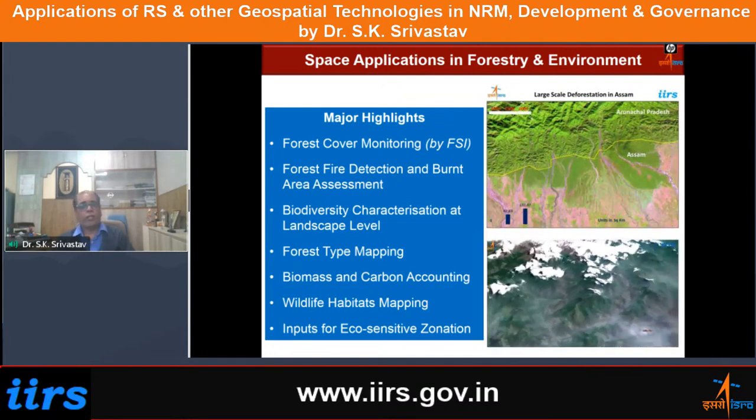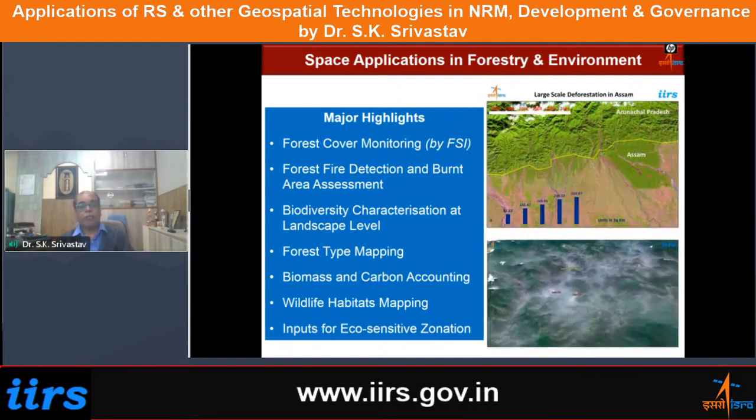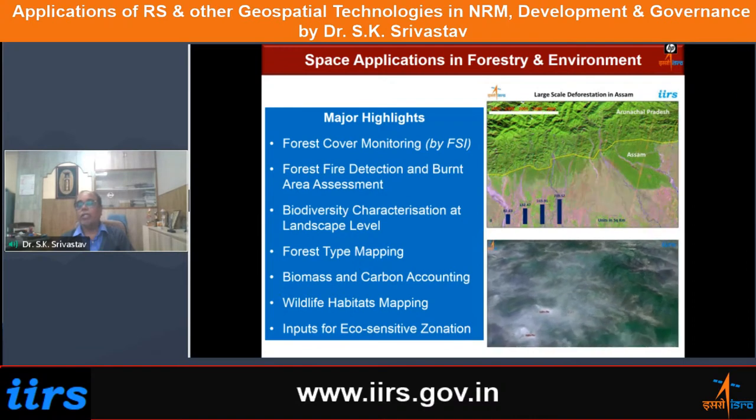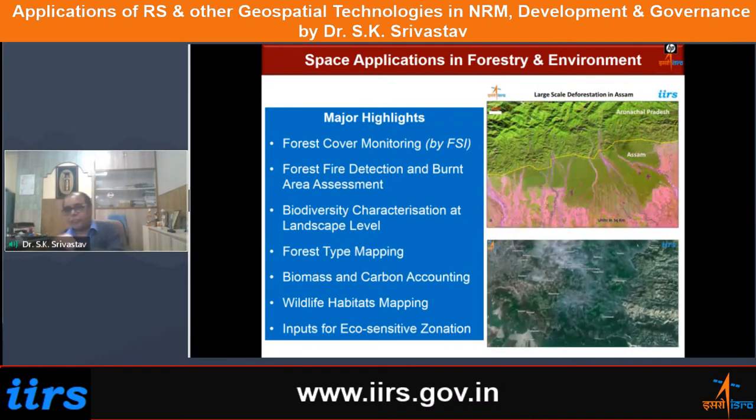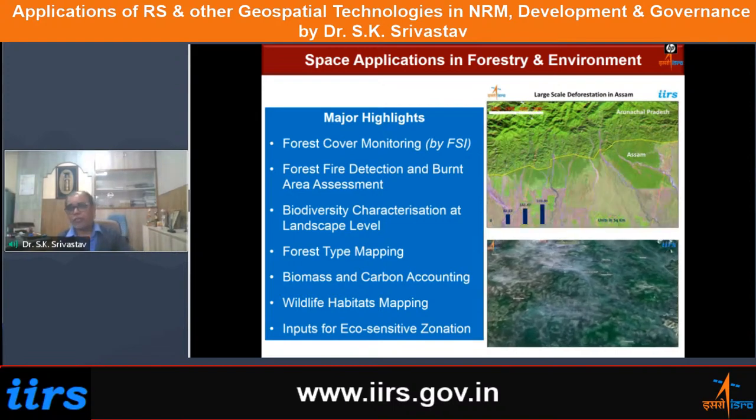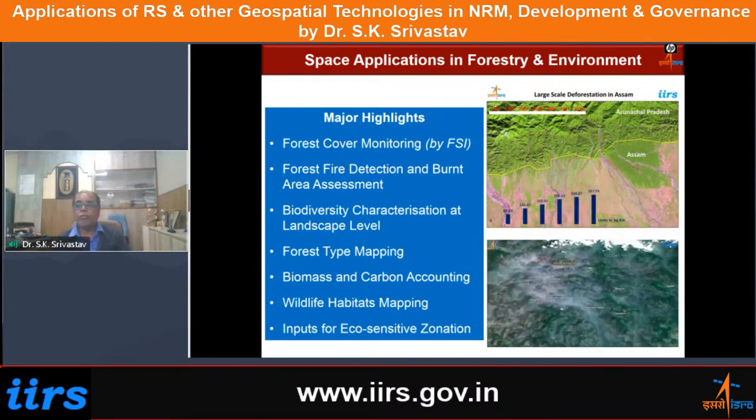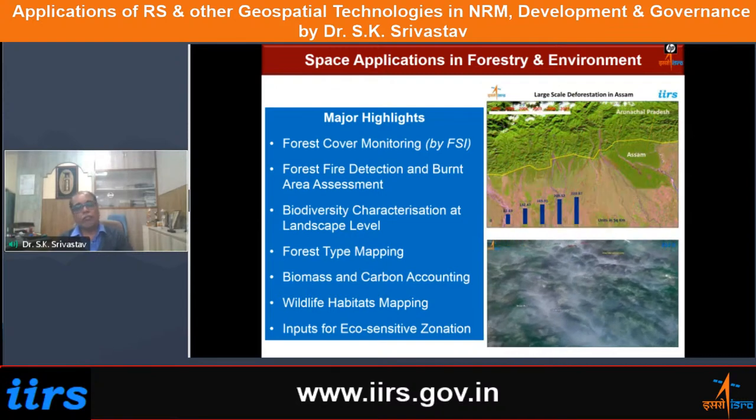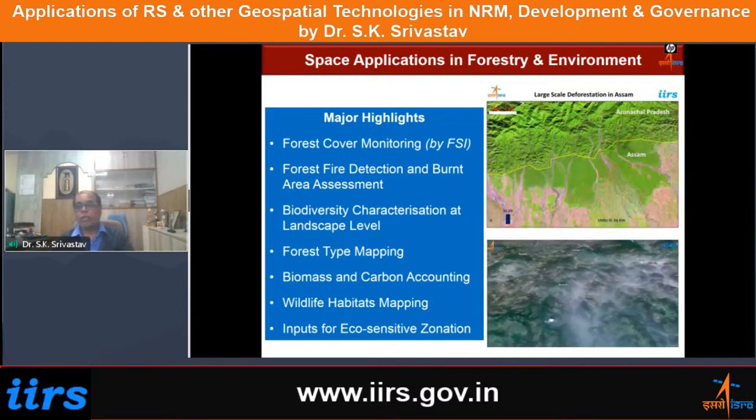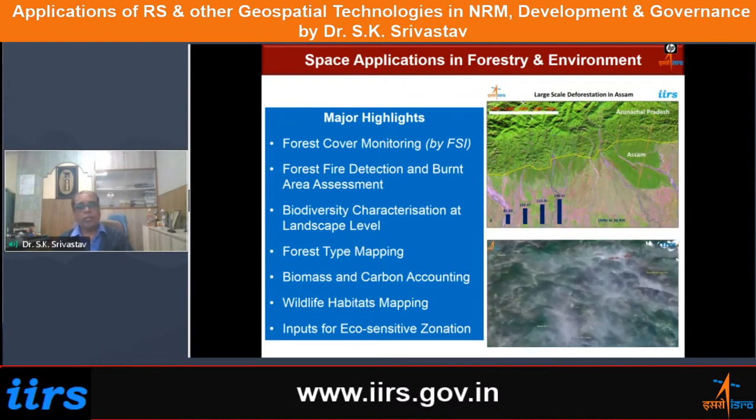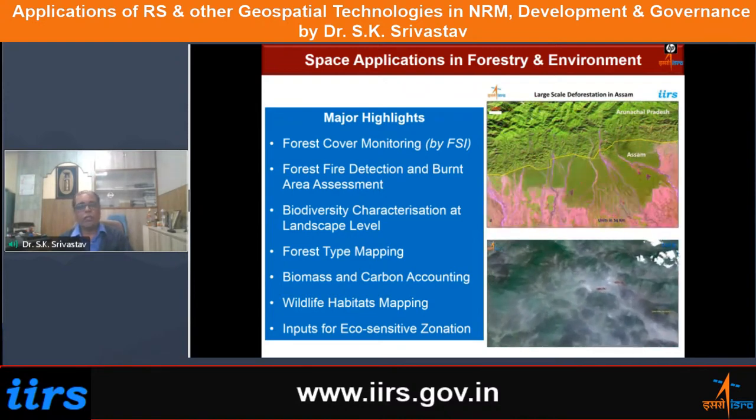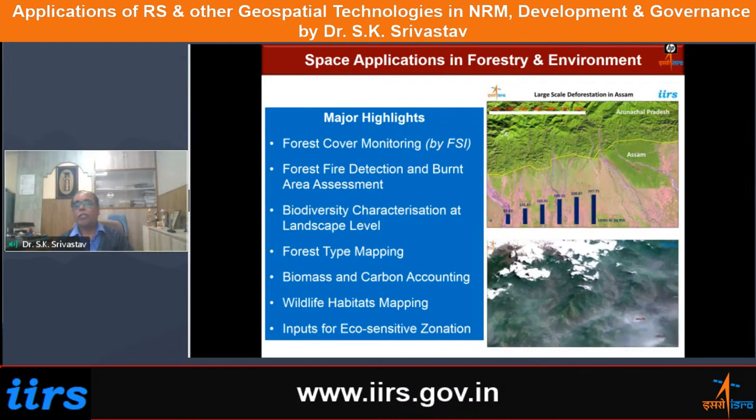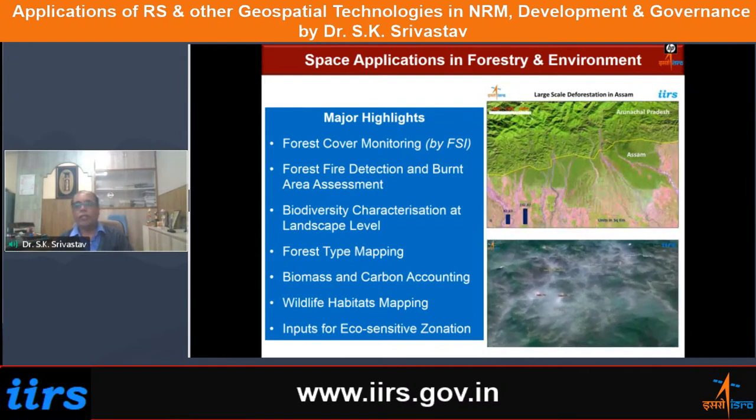Then there are also other applications: forest type mapping, biomass mapping, and carbon accounting. These days, with radar data sets and also satellite-based LIDAR, or even terrestrial LIDARs, if the data sets are available, one can quantify the biomass, and that biomass can then be converted into the available carbon. So this is another major application. There are a lot of success stories in our country, demonstrated in different areas and different forests. The only thing is that it has to be taken up on an operational basis at countrywide scale.